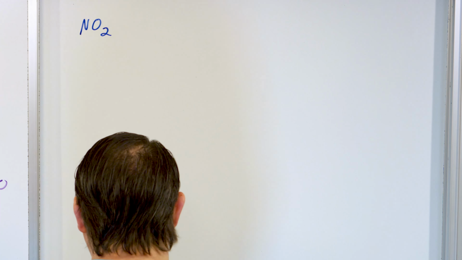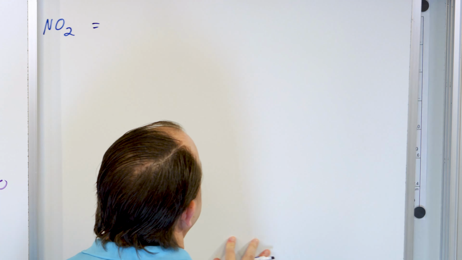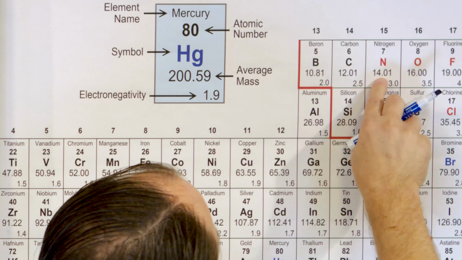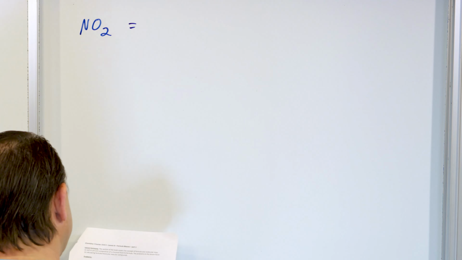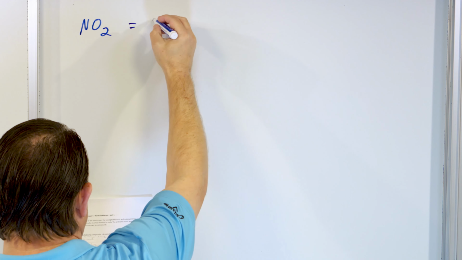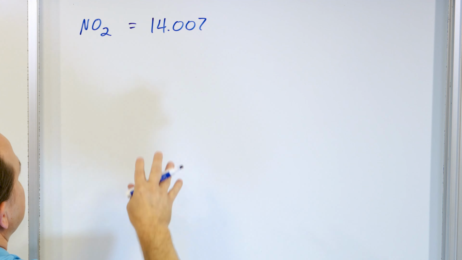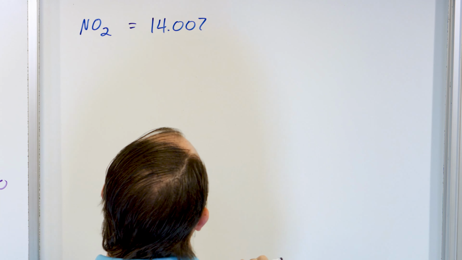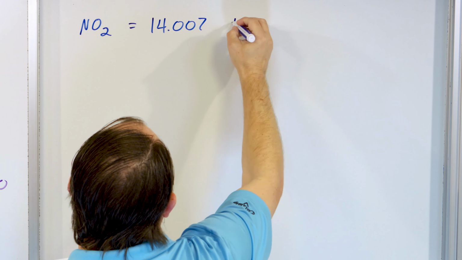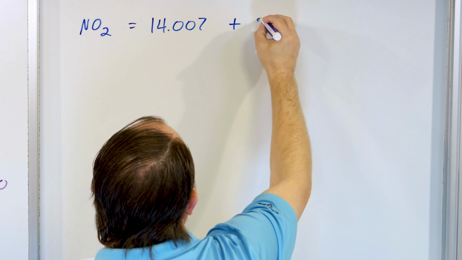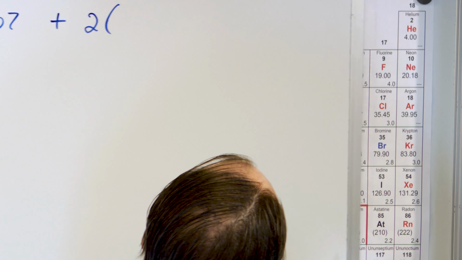So how would we figure out what the mass of this is? Well, we need to know the mass of nitrogen. And nitrogen, when you look here, 14.01 on my table, but when I solve these problems, I use a different periodic table than the one on the board, so I'm actually going to use 14.007. This is a little bit more accurate to the real number. You don't have to use 3 decimal places, but a lot of times I will. And then we have 2 oxygen, so we have to take 2 and multiply it by whatever oxygen is, 16.00.